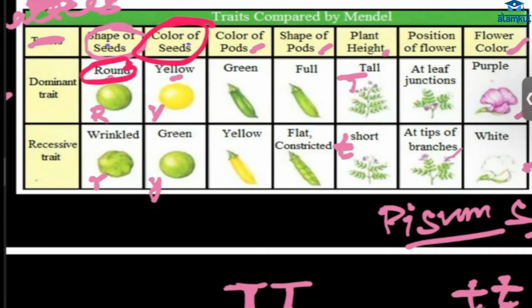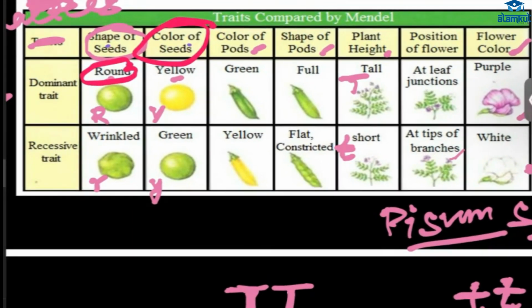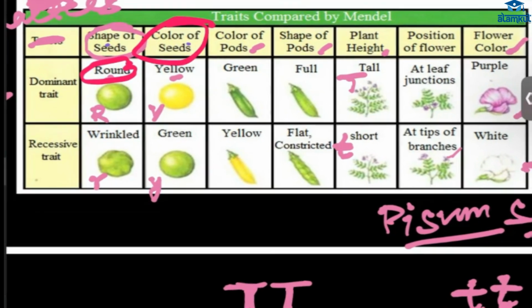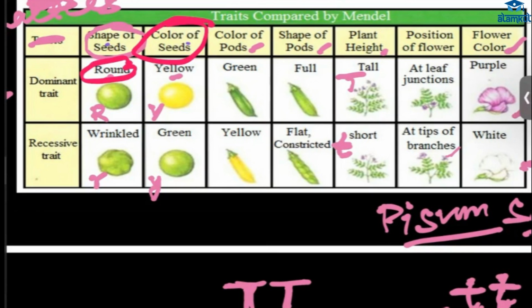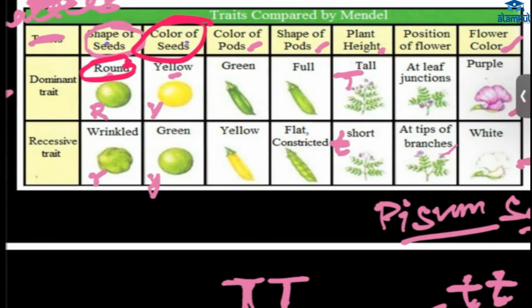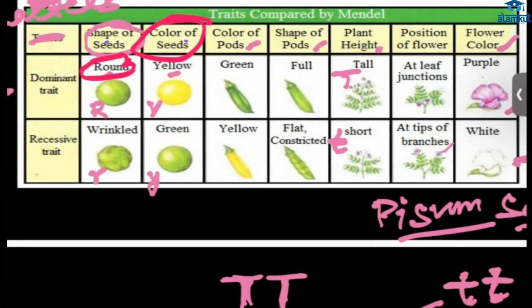First one is shape of seed, color of pods. Pods means the cover in which the pea is kept. Okay, and plant height, then position, where is the flower present?